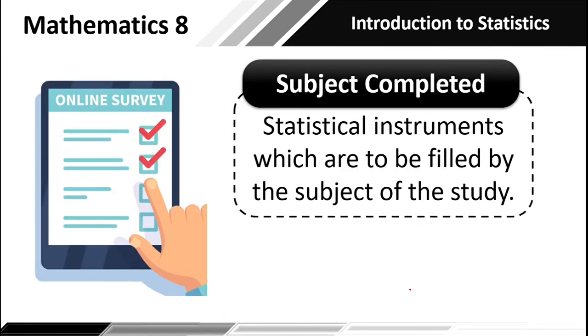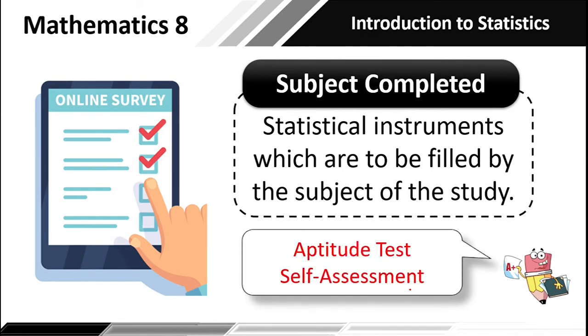Another type of statistical instrument is subject completed instrument. These are instruments which are to be filled by the subject of the study. Examples are aptitude tests and self-assessment. The best example of this is when we are collecting MI forms or multiple intelligence forms from you. You are the one who is filling it up. That's why it is called subject completed instrument.